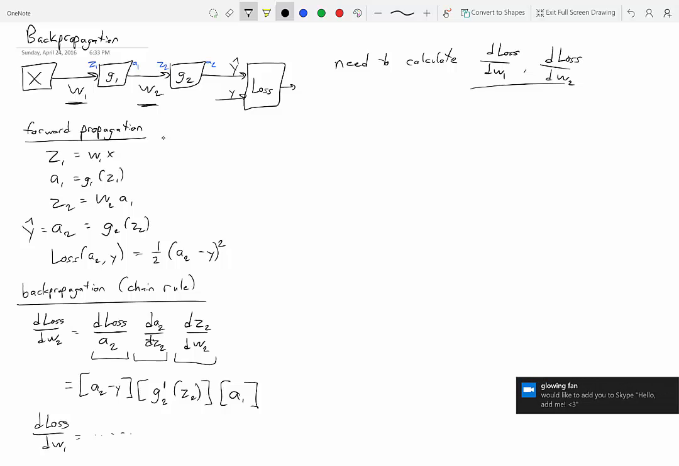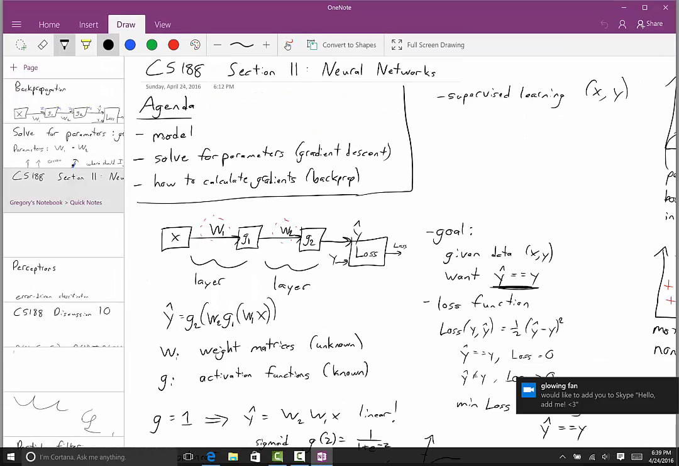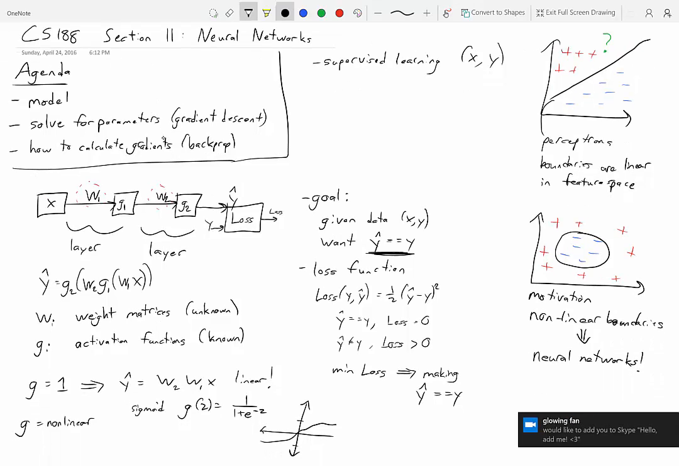So what we can do is go back to where we started, and we have the model. We talked about gradient descent, which is how to solve, given a loss function, how we find the bottom of it, the minimum. And to do gradient descent, you need to calculate gradients, and we talked about how to do backprop.